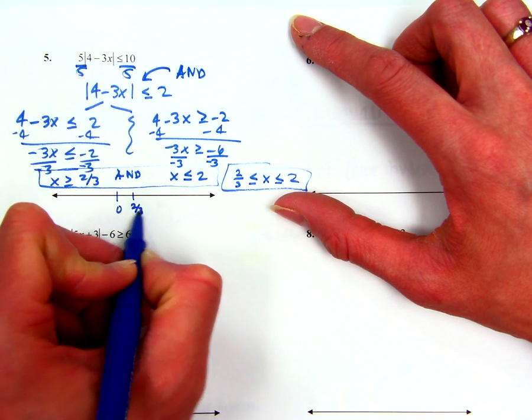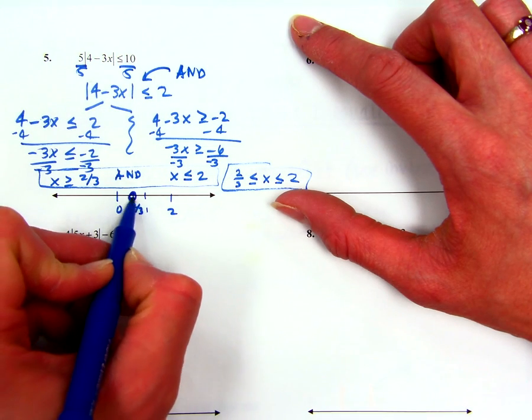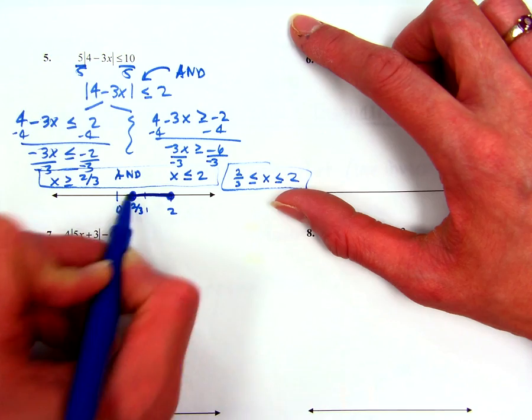All right, so 2/3 is about here, 2 is about here, like 1 would be right there. So we want to go in between 2/3 and 2.